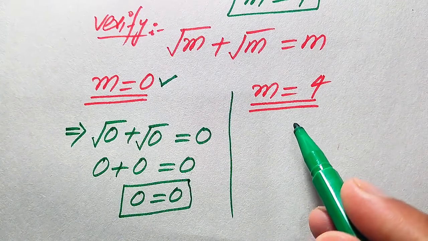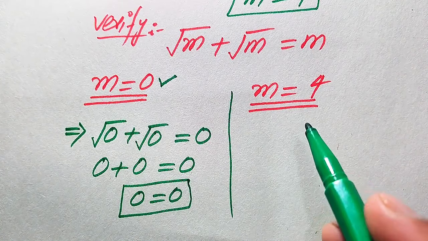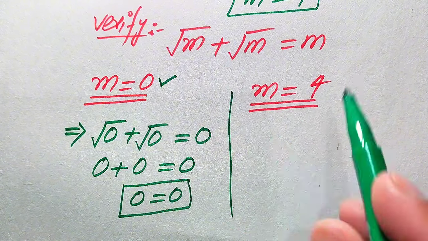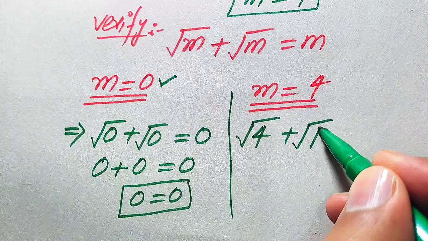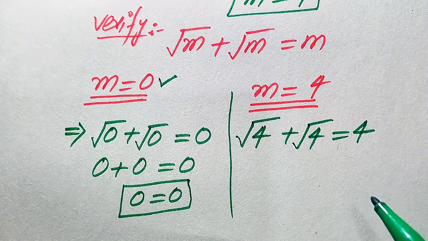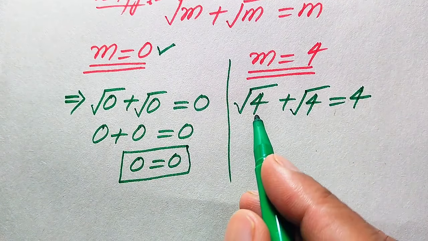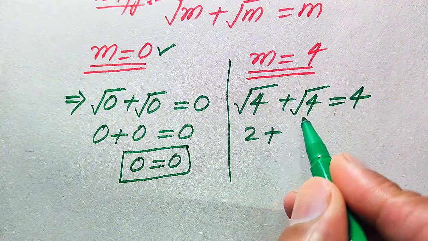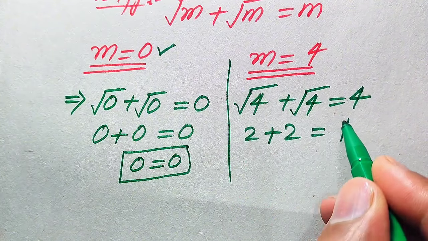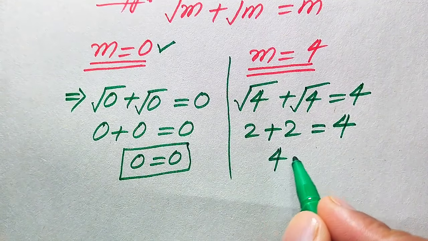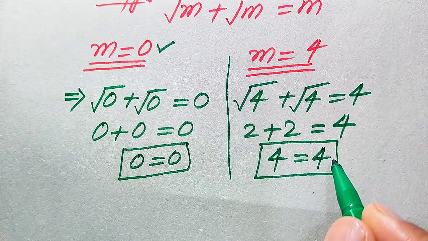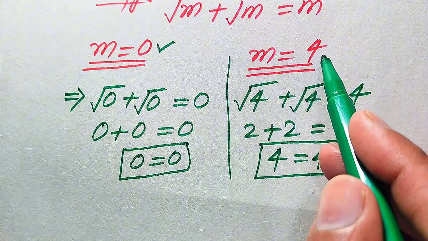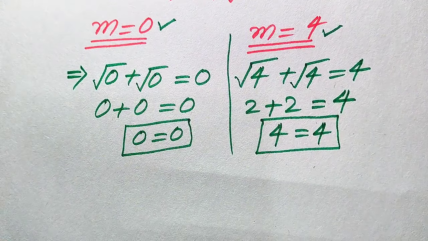And now here in the same pattern we verify the second value of m, and we put m equals 4 on both of the sides, and it will be written as square root of 4 plus square root of 4 is equal to 4. And now in the next step, square root of 4 becomes 2 plus square root of 4 becomes 2 is equal to 4. And here you clearly see that 4 equals 4. This means that both of the sides are equal, so the value of m equals 4 also satisfies our given question statement.